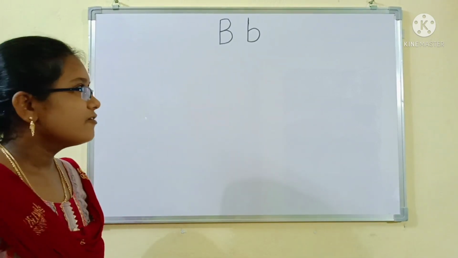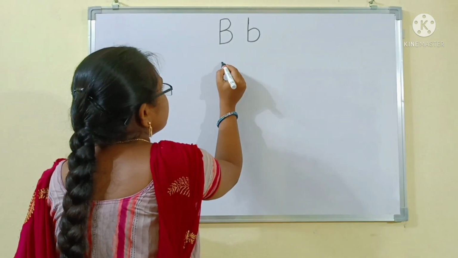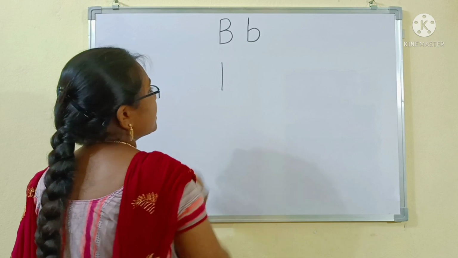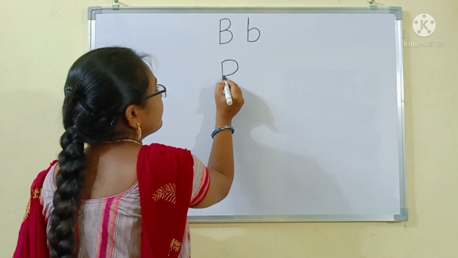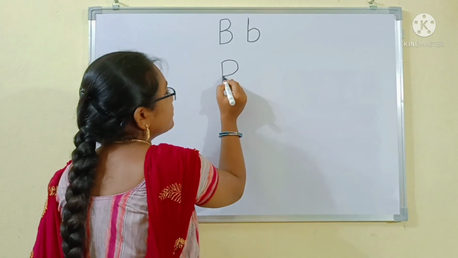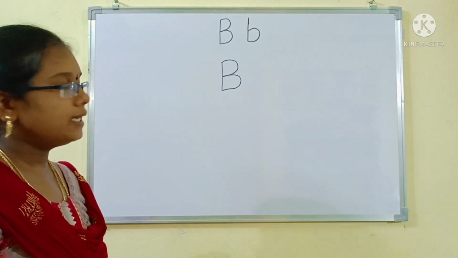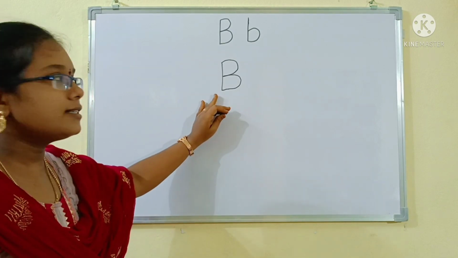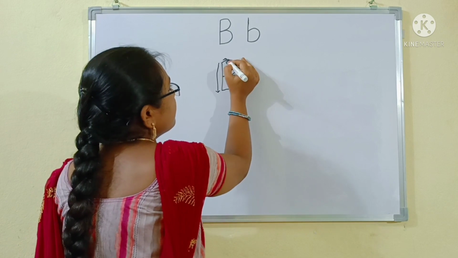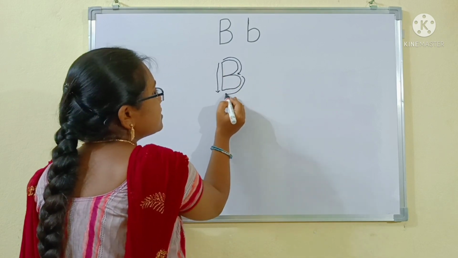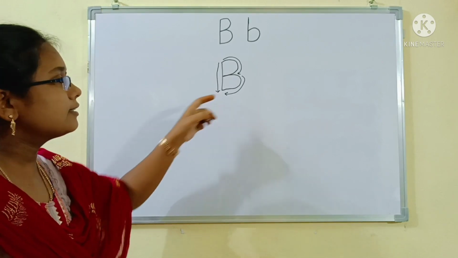And how do we write the letter B? First, you can draw capital letter B. First you draw a standing line and then you draw a right curve and another right curve. It forms B. This is the capital B. In which direction we write? This is the way of writing the letter, capital letter B.